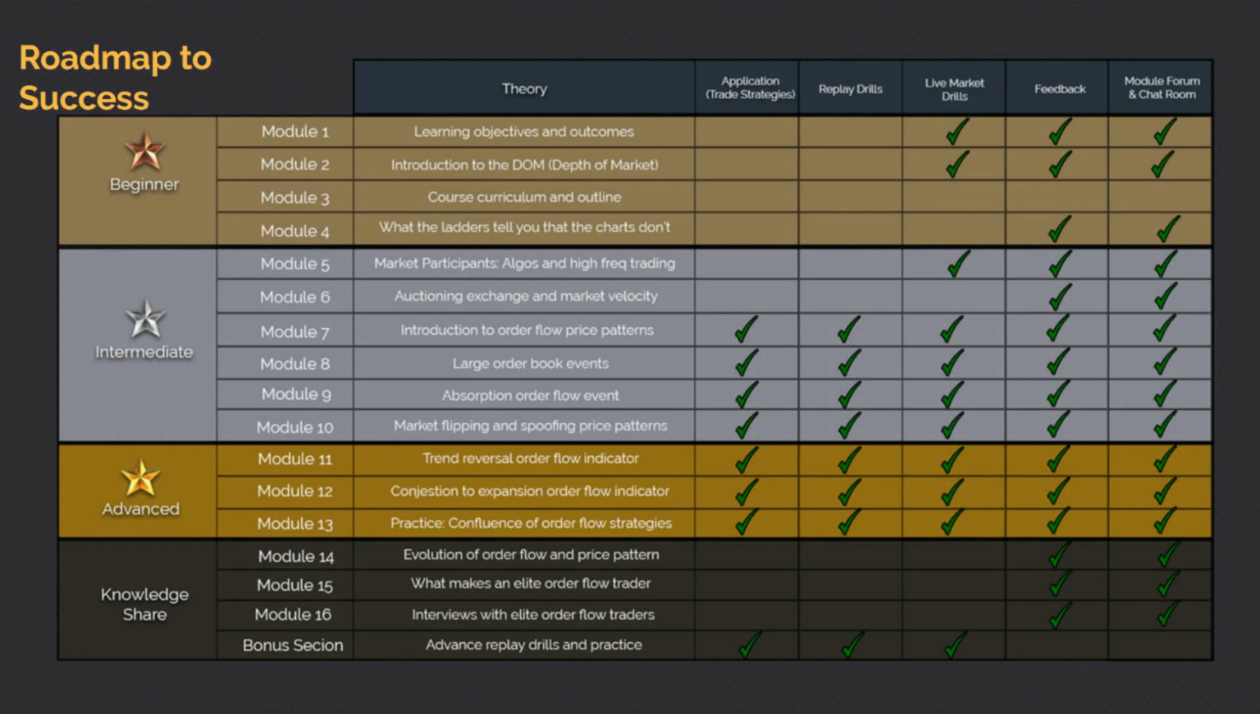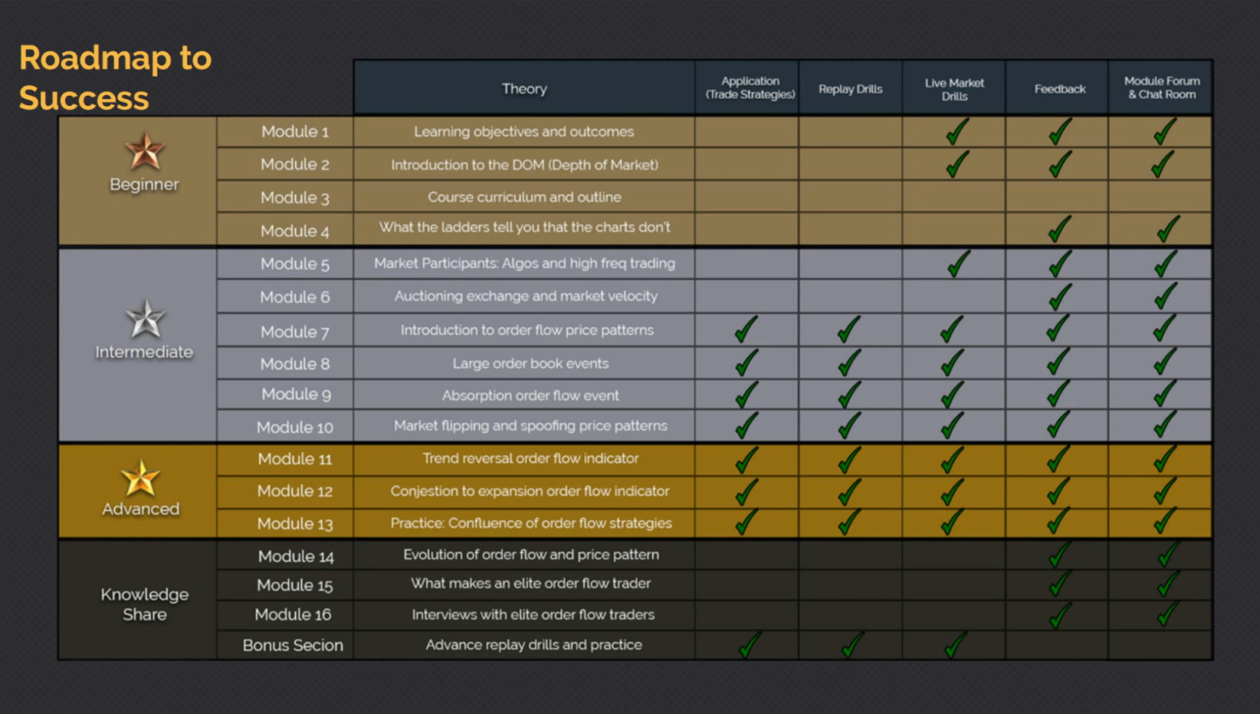Now let's discuss the roadmap to success and how we're dividing up all the key modules. There are four main sections. The first one being the beginner, then the intermediate section, the advanced, and then the knowledge set. So now we'll be discussing each one.